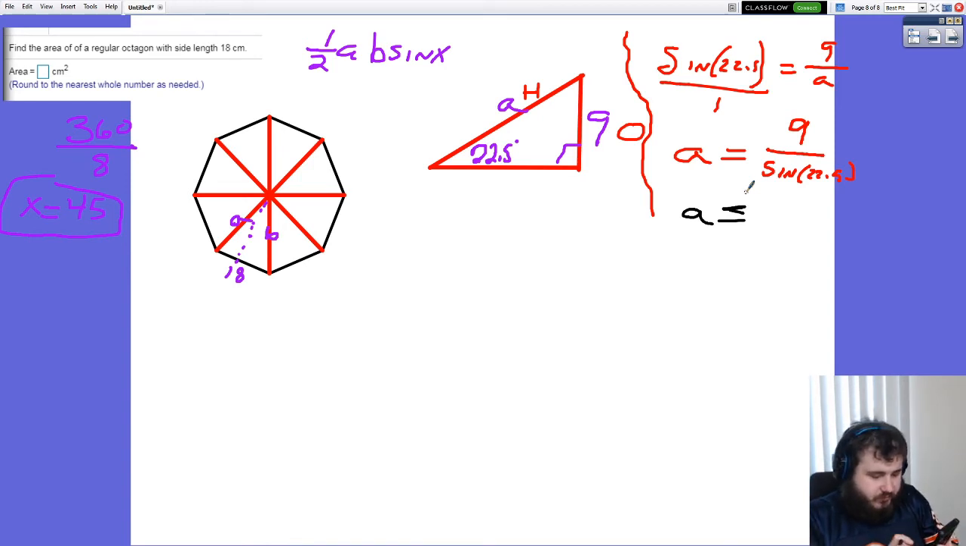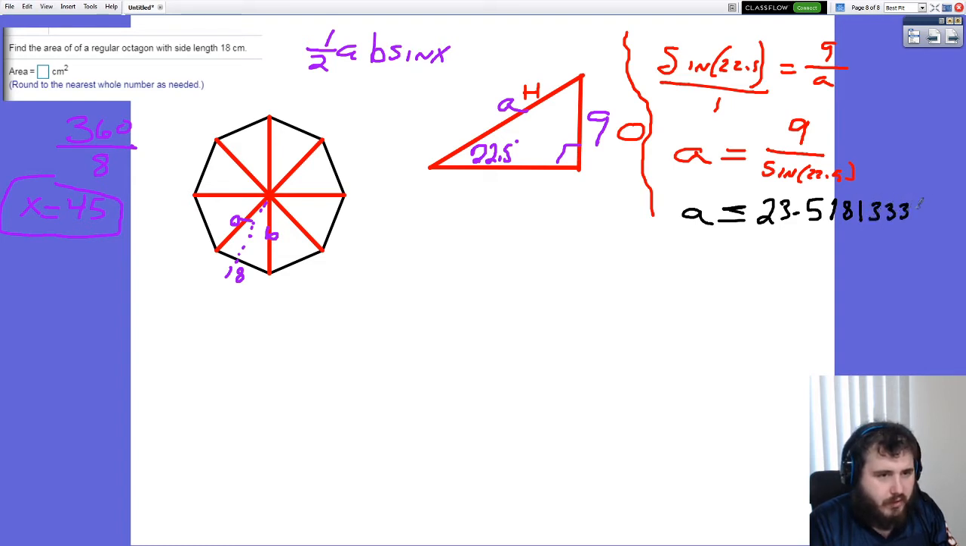So we've got 9 divided by the sine of 22.5, and that's going to come out to be something ugly, but it is what the length of the hypotenuse is here. So it ends up being 23.5181337. And you're going to end up using this number.